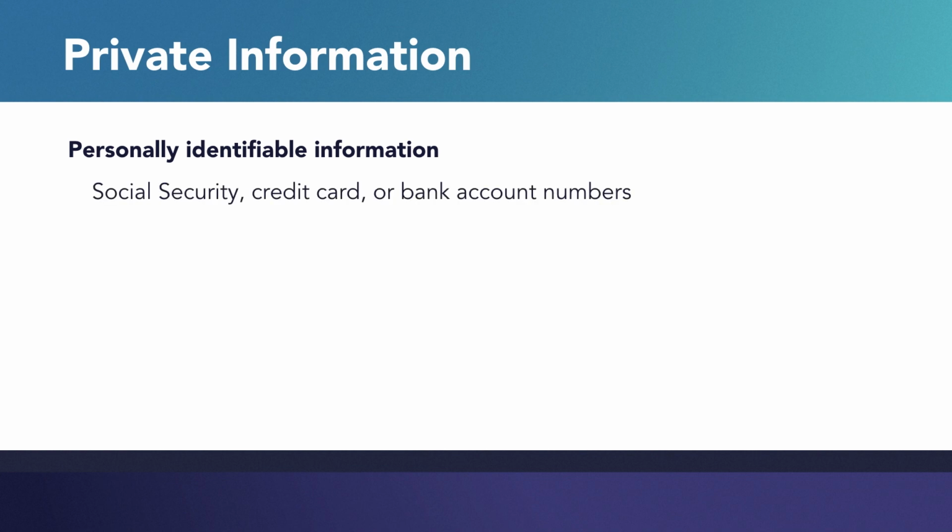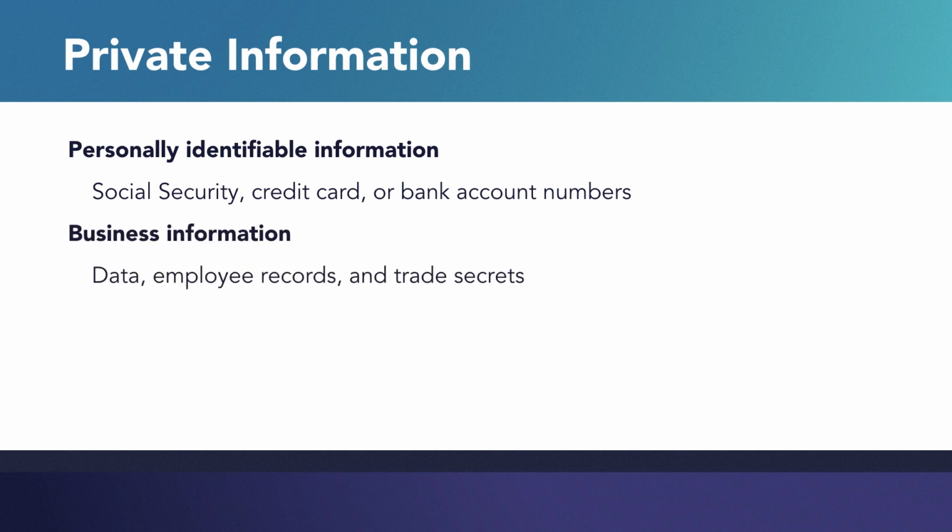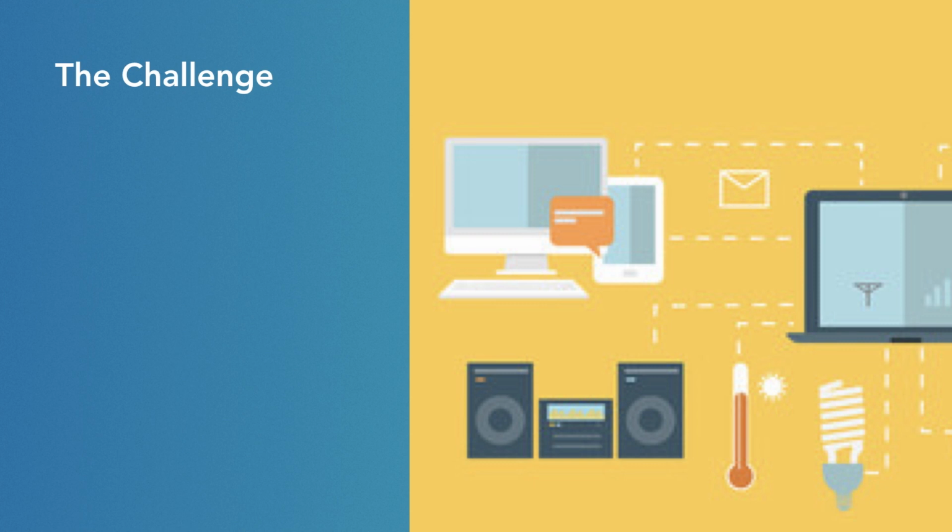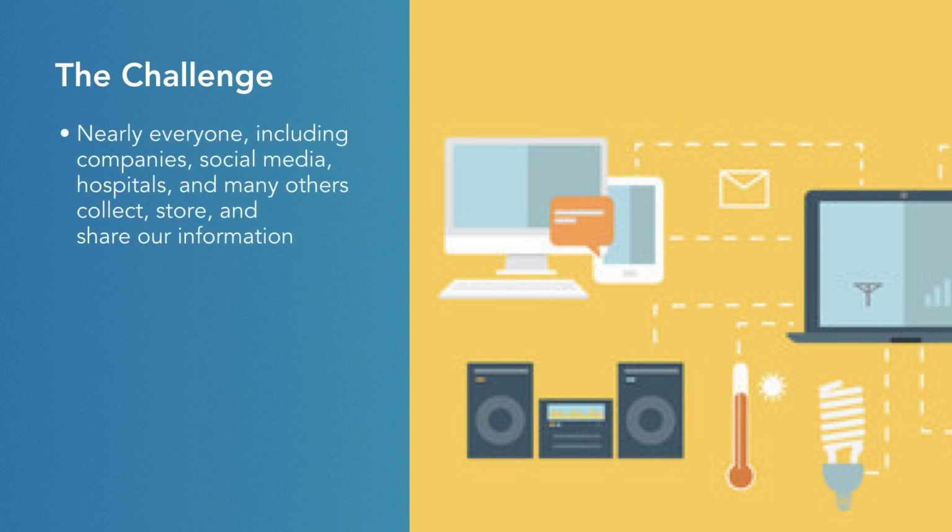Private information can include personally identifiable information, which is something that could identify someone and include Social Security, credit card, or bank account numbers. It can also include business information, such as data, employee records, and trade secrets. Keeping data secure is very challenging in today's digital world, where nearly everyone, including companies, social media, hospitals, and many others, collect, store, and share our information.